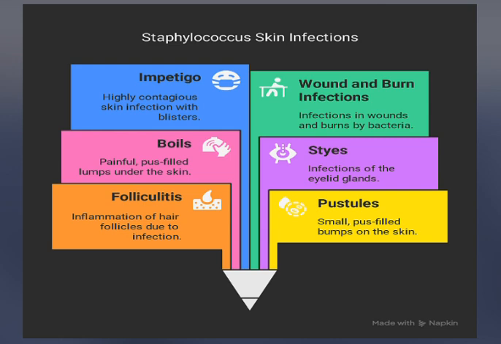Staphylococcus causes a variety of skin infections. Impetigo is highly contagious and causes blisters. Boils are painful lumps filled with pus. Folliculitis inflames hair follicles. Wounds and burns can get infected, leading to complications. Styes affect eyelid glands, and pustules are small, pus-filled bumps. Recognizing these helps in diagnosis and treatment.